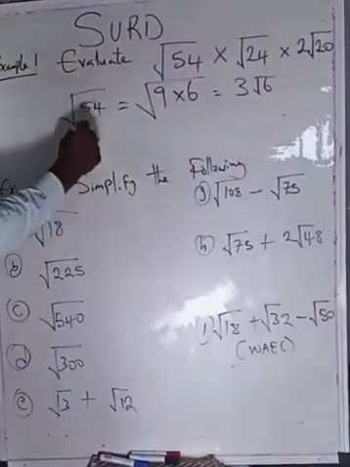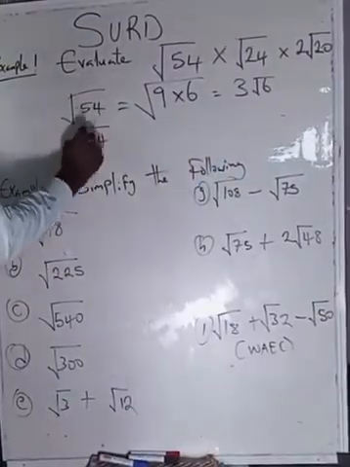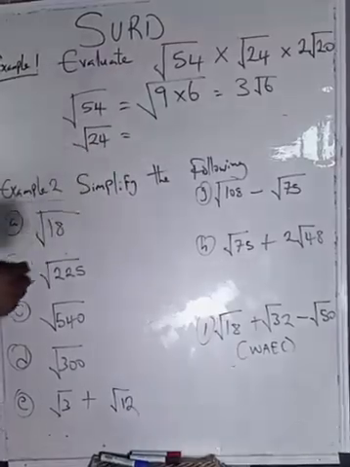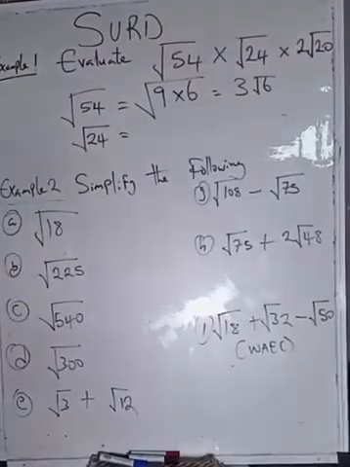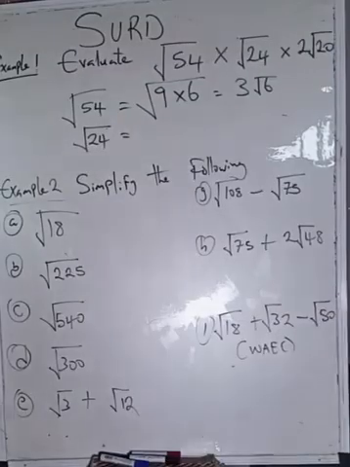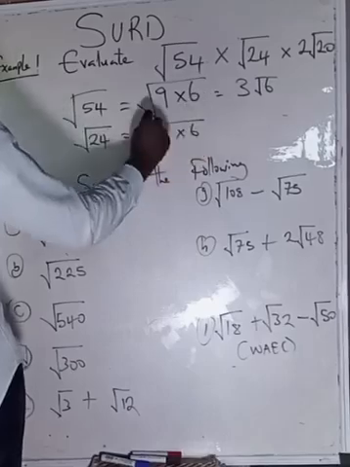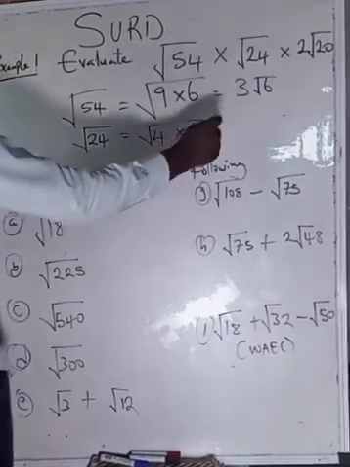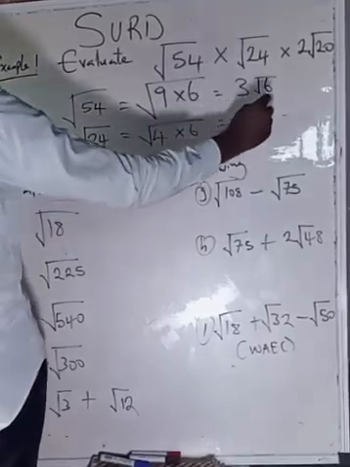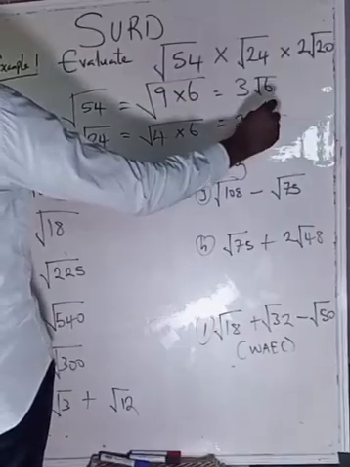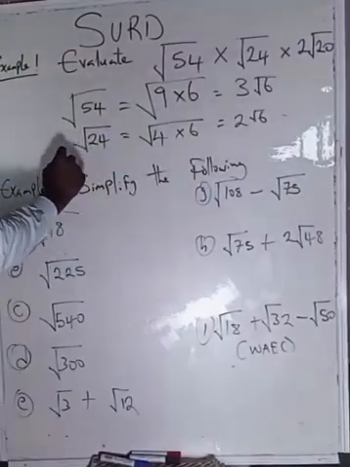Then for 24, the square root of 24, we have 4 times 6. 4 times 6 will give you 24. And 4 is a perfect square. So this is the same thing as 2 root 6.